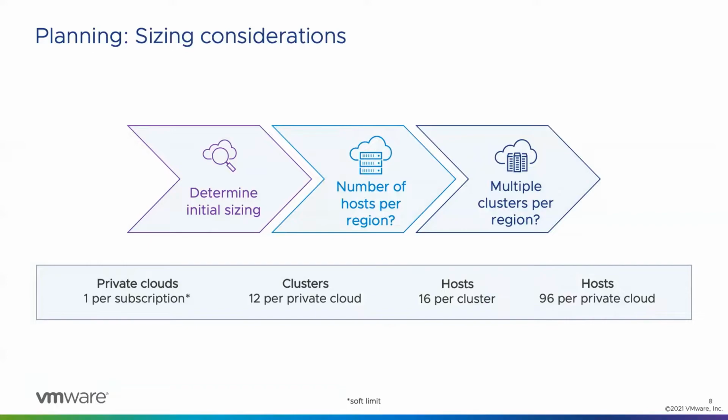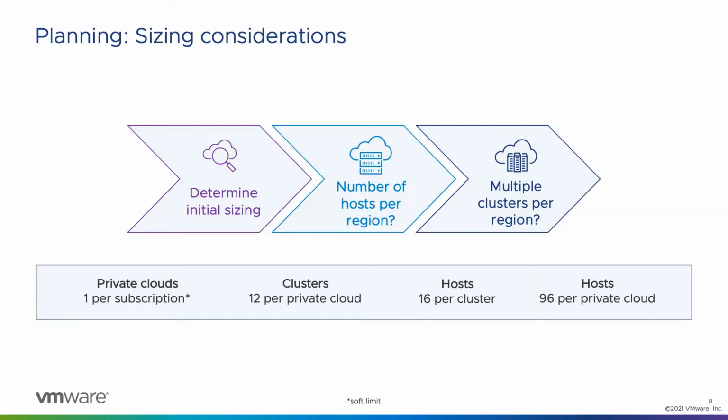And next, we need to figure out how many hosts we need and where they're going to go. How many hosts do you need per region? Do you need multiple clusters for workload separation to limit blast radius, because you need more hosts than might fit in one cluster, or any of the other traditional vSphere reasons for deploying multiple clusters?